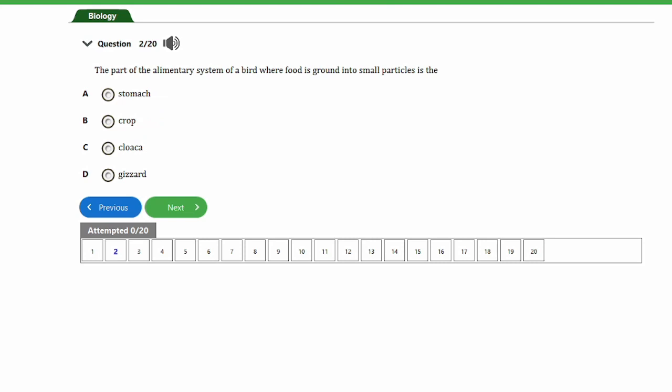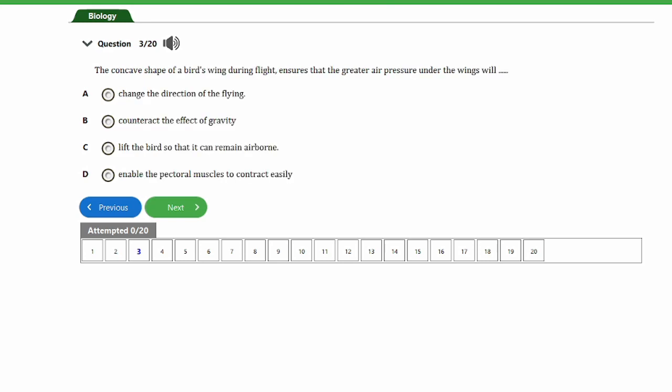Question number 2. It says, the part of the alimentary system of a bird where food is ground into small particles is the A. Stomach, B. Crop, C. Cloaca, D. Gizzard. So guys, the answer to this question is option D, and that's the gizzard. The gizzard is the muscular structure in the alimentary system of a bird where grinding takes place, and that's the part of the alimentary system of the bird that has the same function as the tooth seen in other animals. So guys, let's look at the next question.